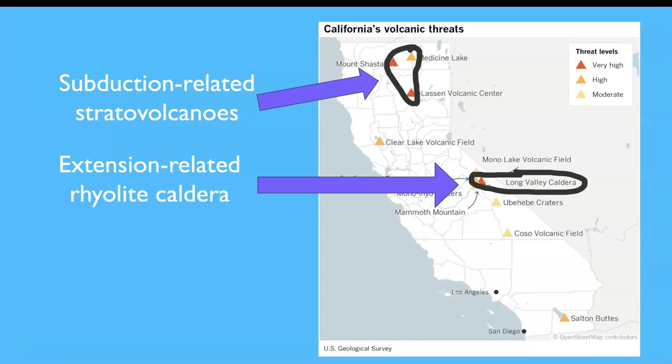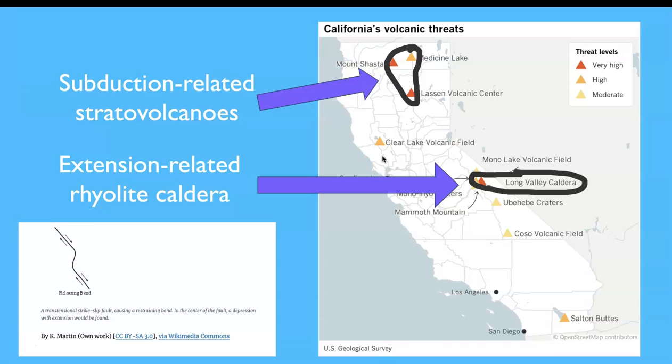We've just looked at Long Valley Caldera related to extension. Remember, the basin and range out here is extending, and that rifting or extension allows magma to reach the surface. The rest of the volcanoes here are primarily related to extension in the basin and range. Salton Buttes and Clear Lake Volcanic Field are related to something a little bit different, which is called a stepover in the San Andreas Fault.